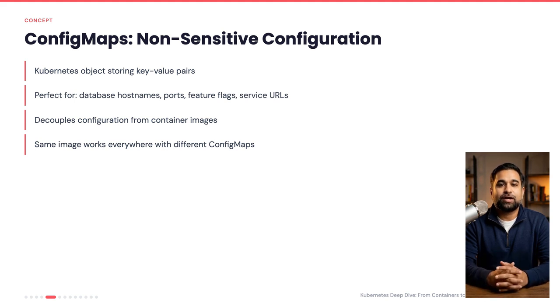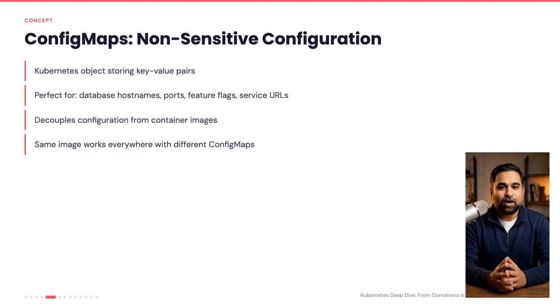Two ways to inject configuration. Here's where it gets practical. Once you have a config map or secret, you need to get that data into your application. Kubernetes gives you two primary methods. First, you can inject configuration as environment variables. Your application reads them just like any other environment variable. This is great for simple values, a database host, a port number, a feature flag.